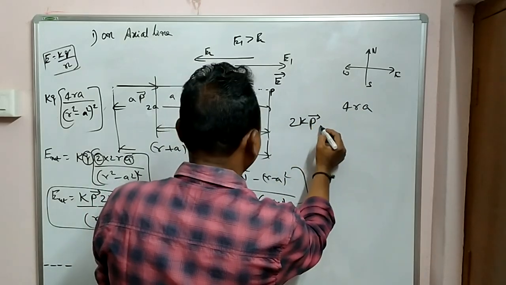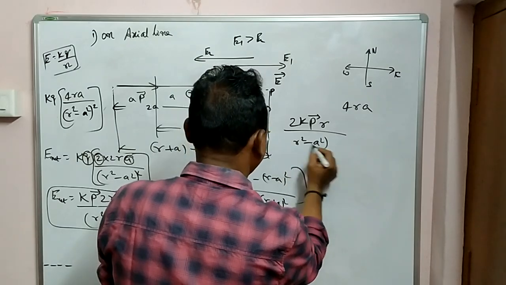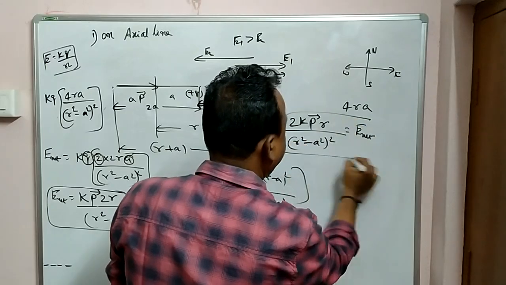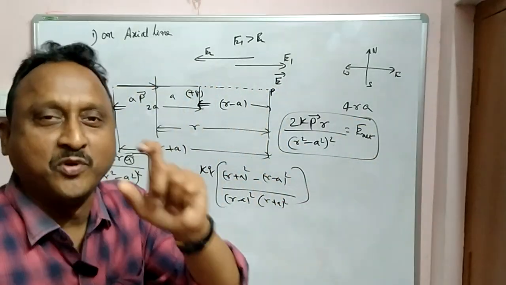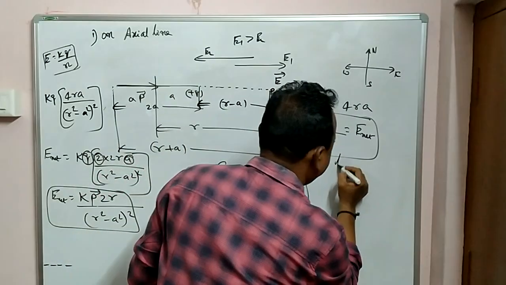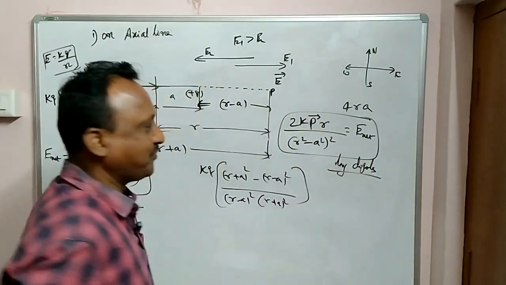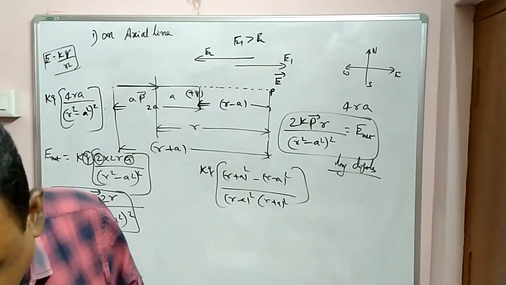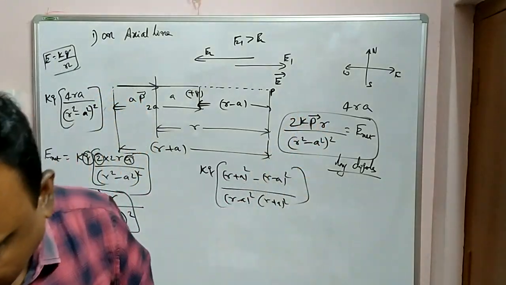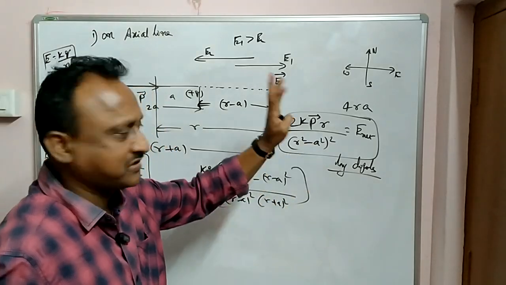2kp into r by r square minus a square whole square. This is E net for axial line for long dipoles. For long dipoles. For long electrical dipoles. Do you understand? For long electrical dipoles, it is 2kpr by r square minus a square whole square.